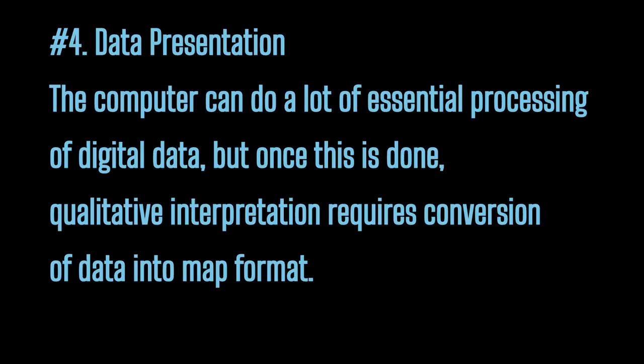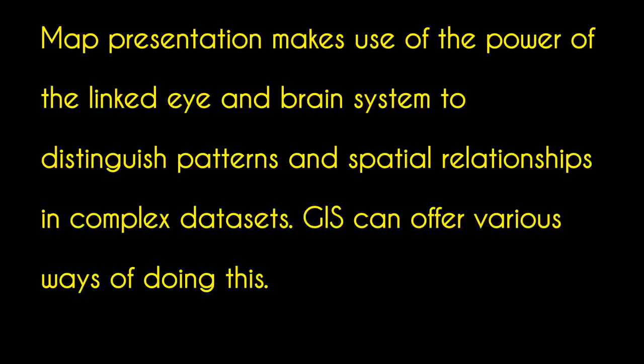Number four, data presentation. The computer can do a lot of essential processing of digital data, but once this is done, qualitative interpretation requires conversion of data into map format. Map presentation makes use of the power of the linked eye and brain system to distinguish patterns and spatial relationships in complex datasets. GIS can offer various ways of doing this.